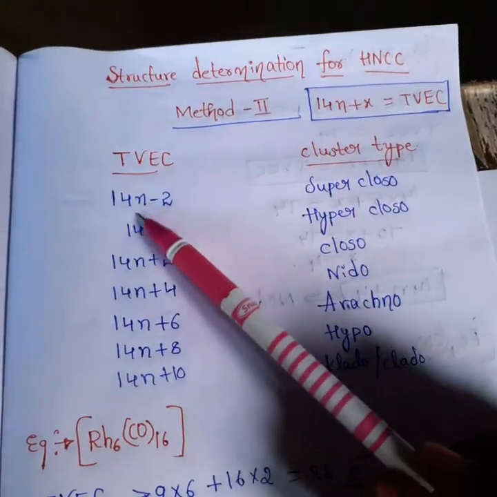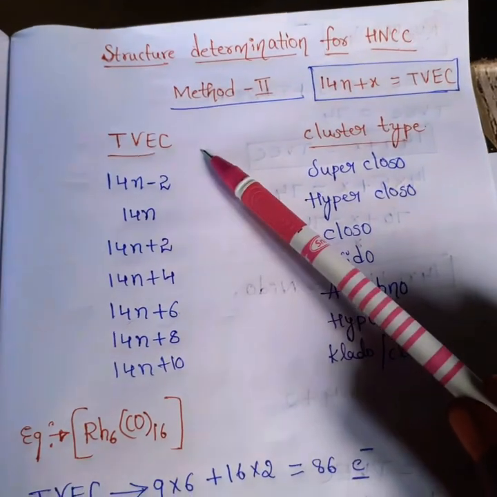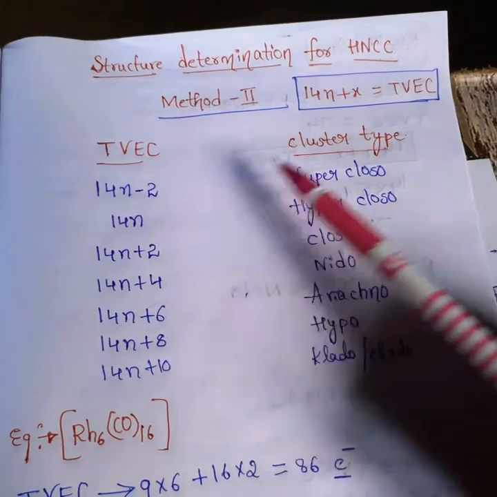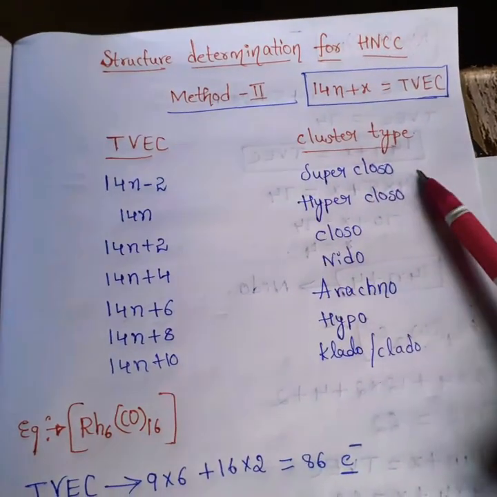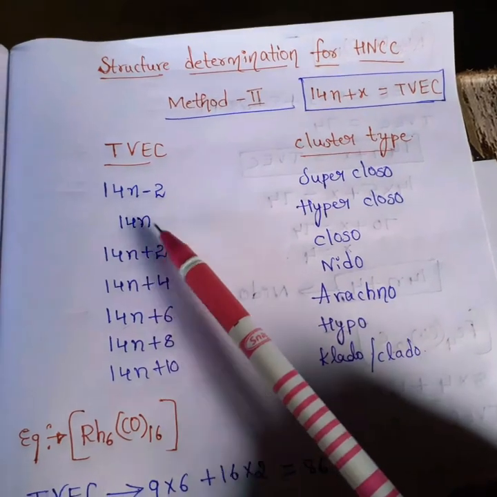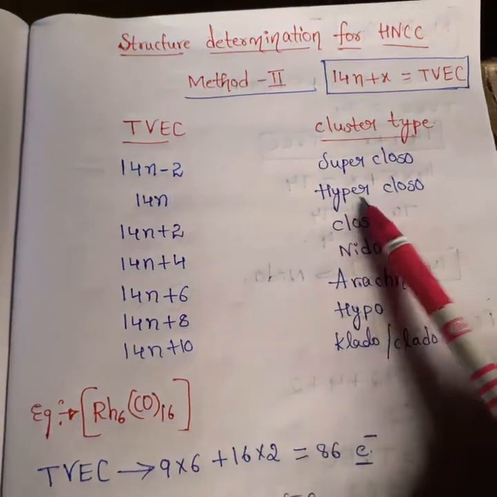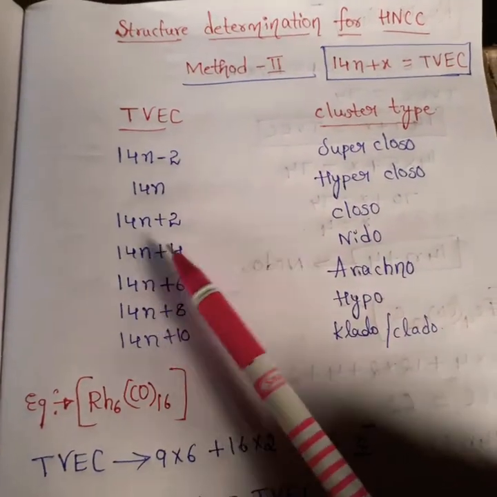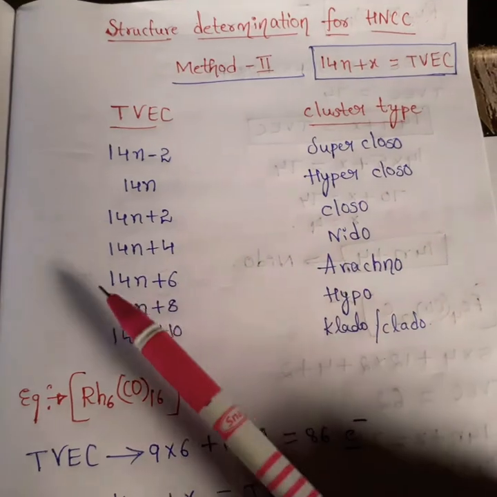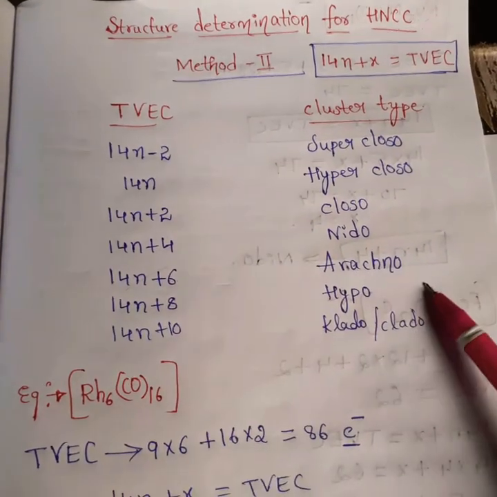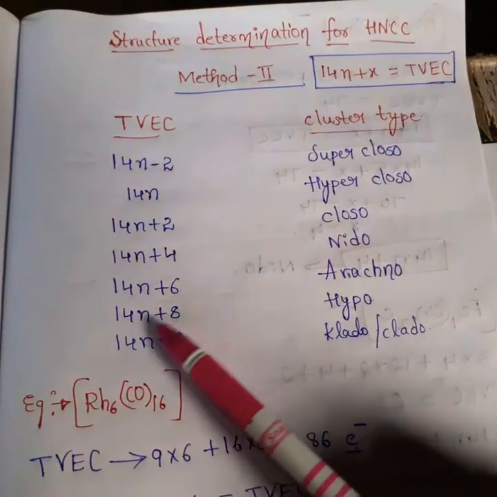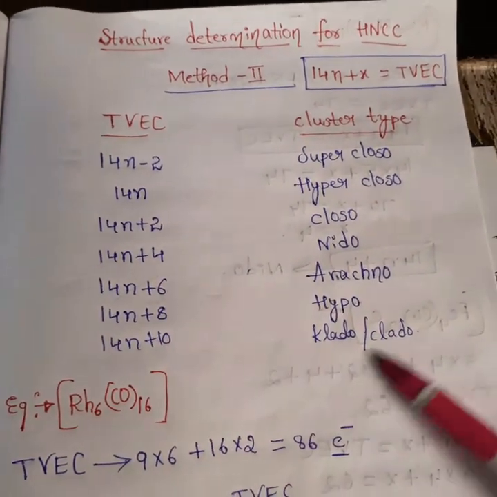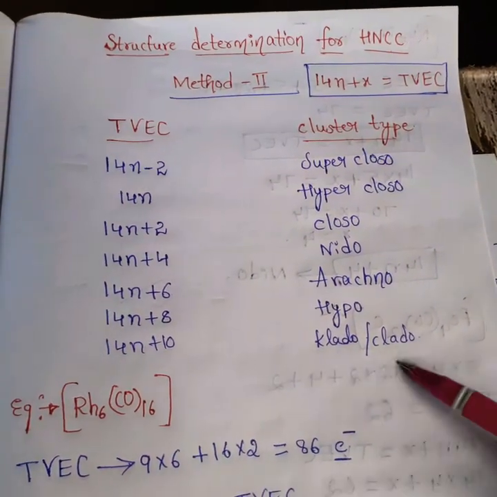If the total valency electron count is in the form of 14N minus 2, then the cluster type is superclosо. If it is 14N, that is hypercloso. 14N plus 2, closo. 14N plus 4, nido. 14N plus 6, arachno. 14N plus 8, hypo. 14N plus 10, clado. We may spell as we like.